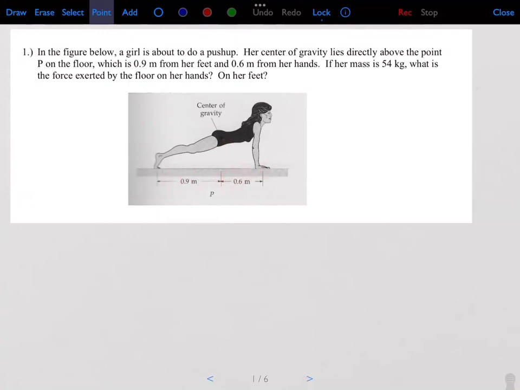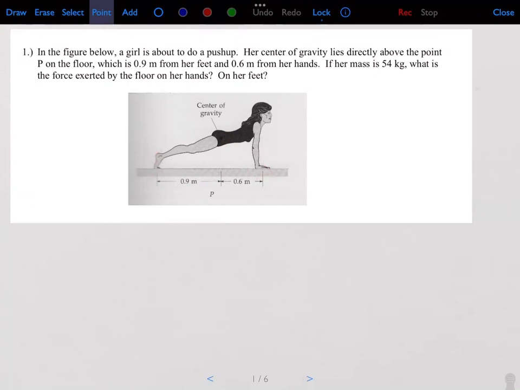And what we want to figure out is the force exerted by the floor on her hands, so up on her hands, and then by the floor on her feet. We're going to assume it's really two separate hands, but you can think of them as combined. We want the combination of the two forces acting on the hands. So you can think of it as one force acting on the hands and one force acting on the feet.